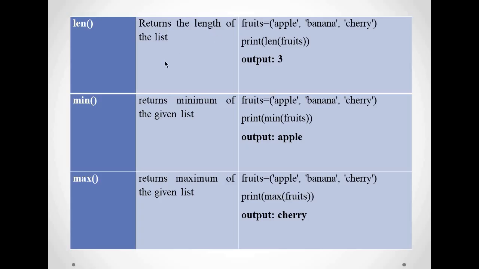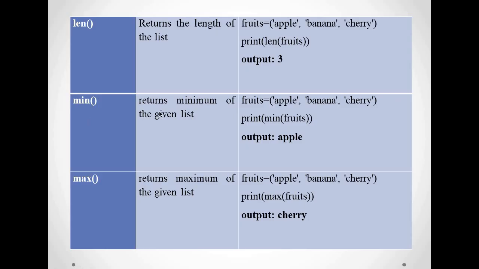And the next method is length. This method will return the length of the tuple. See, we are taking the same example. How many elements are in this? Apple, banana, cherry. Only 3 elements. So the length of the tuple is 3. It will return the output as 3.